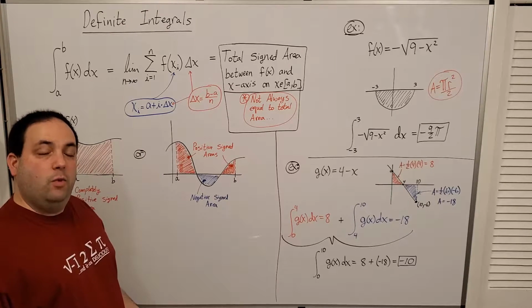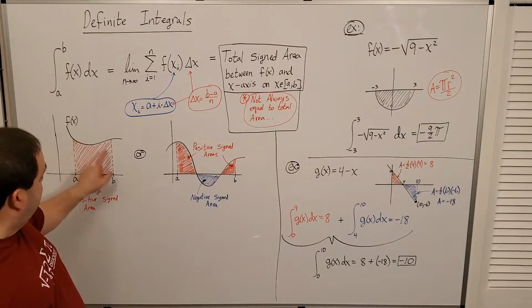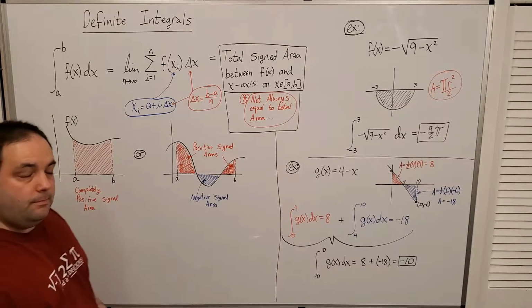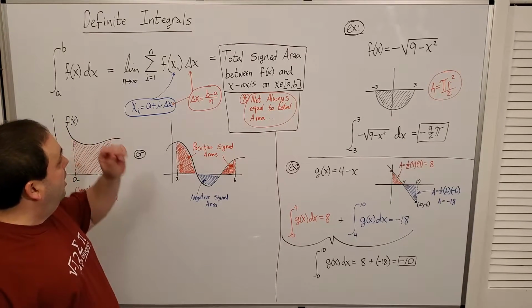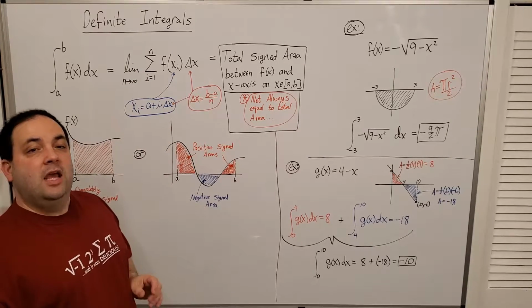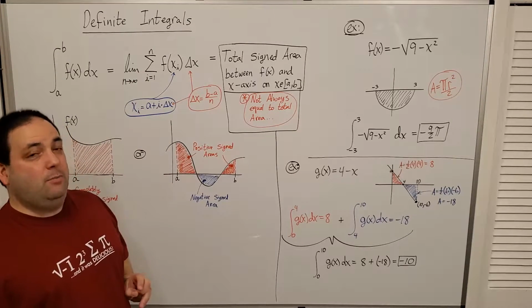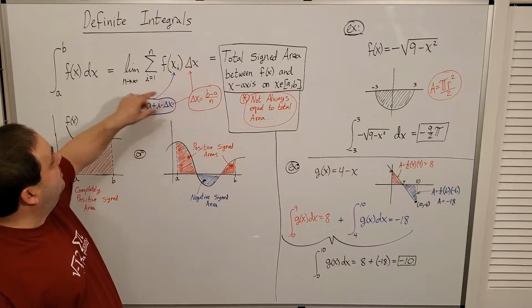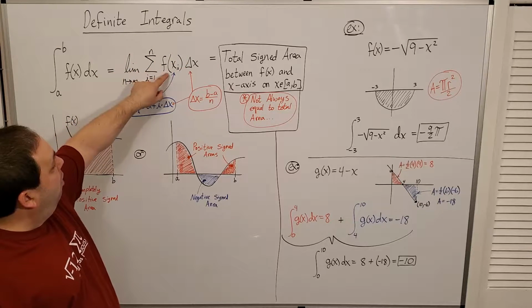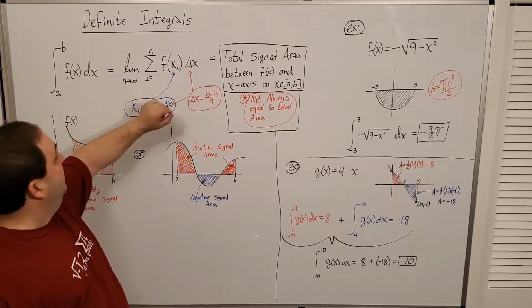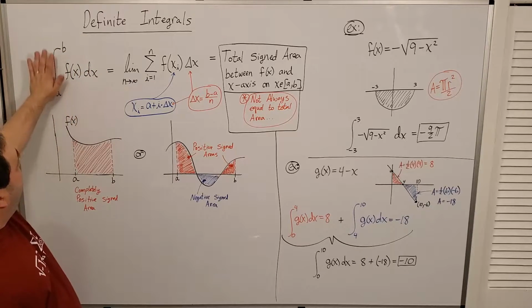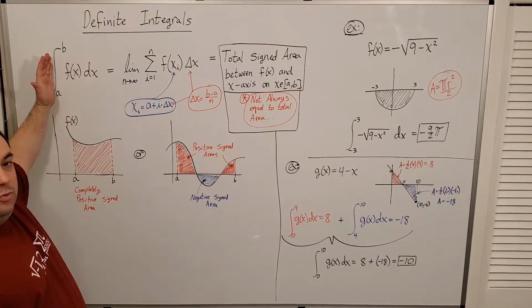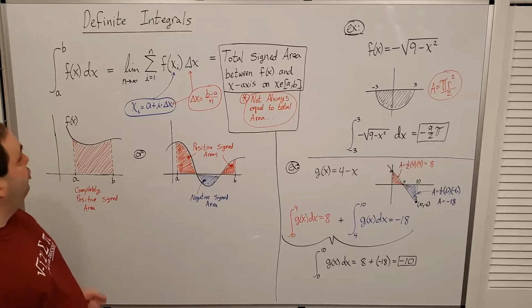This process right here is more than just an area finder. That is a lot of what we use it for, especially when it's in this case right here. But we need to look at it for what it is, a blind adding machine. That's what this is. It's going to sum up all of these function values. And then these are just the symbols right here that we use to symbolize what we're doing.